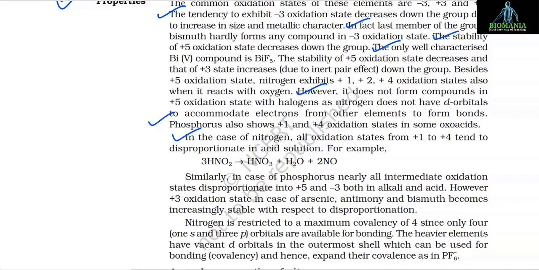For example, 3HNO2 gives HNO3 + H2O + 2NO. Similarly, in the case of phosphorus, nearly all intermediate oxidation states disproportionate into +5 and -3 both in alkali and acid. However, the +3 oxidation state in the case of arsenic, antimony and bismuth becomes increasingly stable with respect to disproportionation.